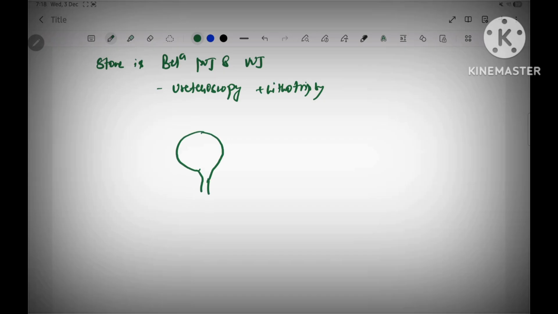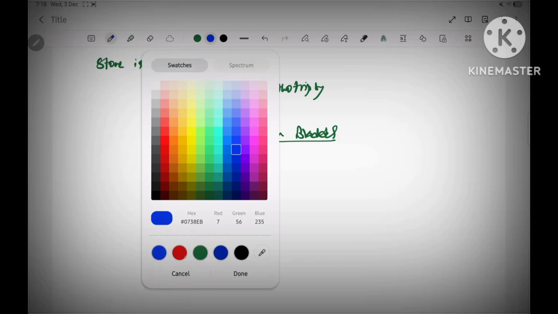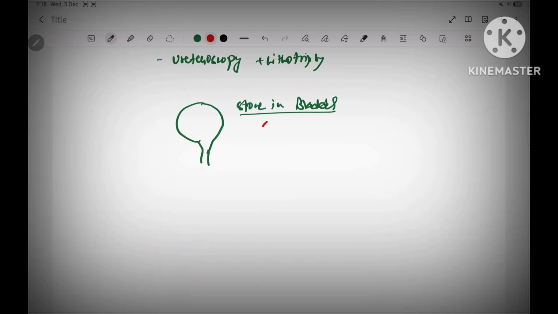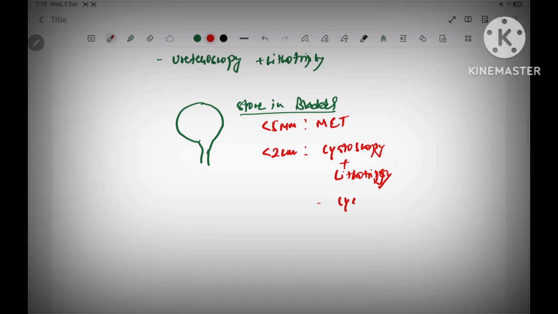Now assume that the stone is in the bladder, then what do we have to do? If it is 4 mm, then simply medical expulsion therapy, or simply it will pass. But if it is less than 2 centimeter, then we can do cystoscopy plus lithotripsy, or we can do cystolithopaxy.